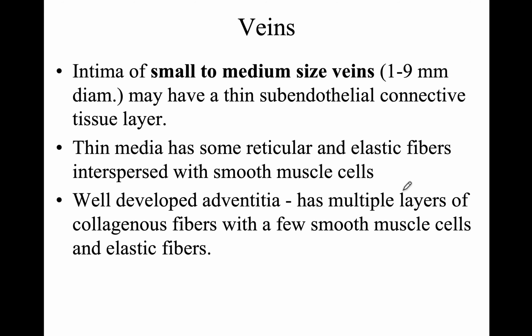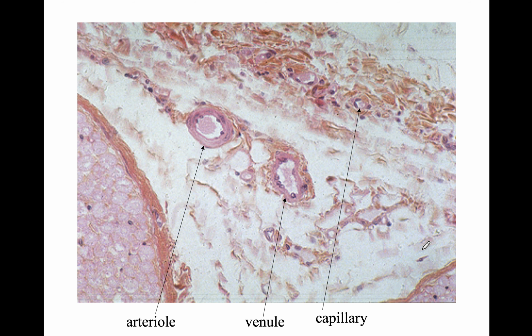After that we have the small to medium sized veins. They have thin subendothelial connective tissue, but still they have tunica intima, media, and adventitia, and again they have a very well developed tunica adventitia, and this tunica adventitia may contain smooth muscle.